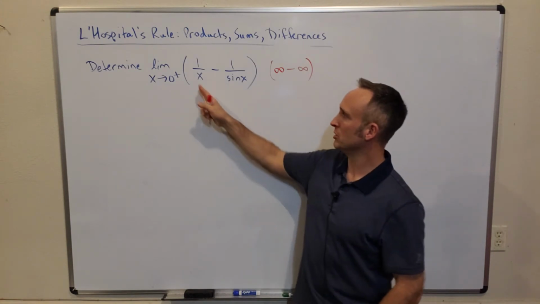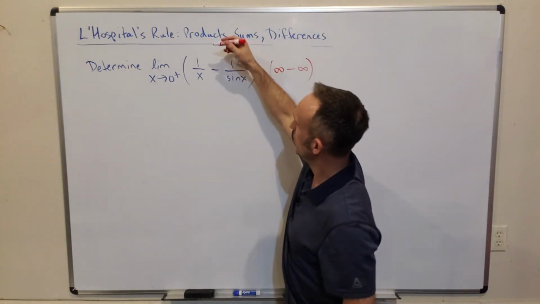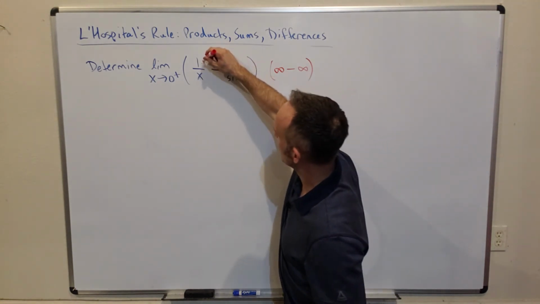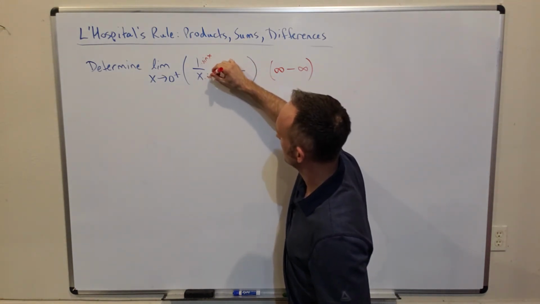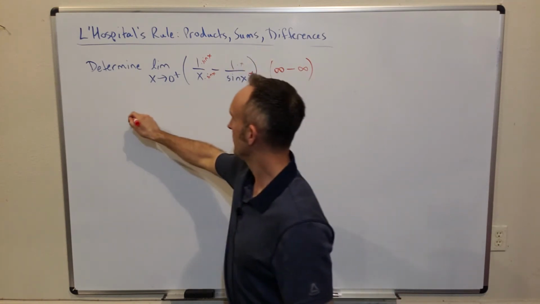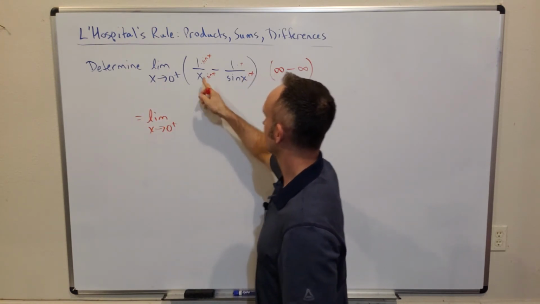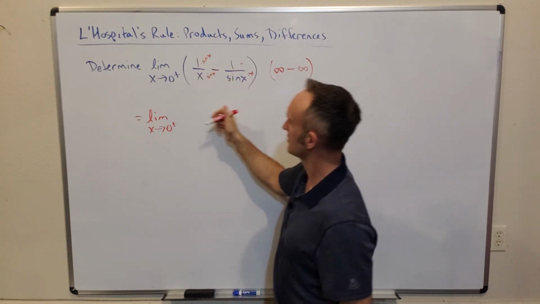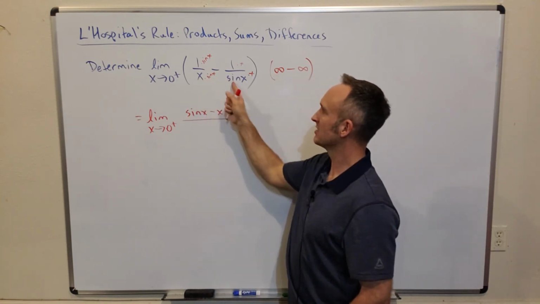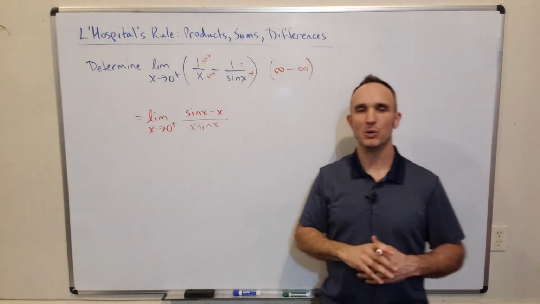So what we need to do to use L'Hopital's is put the two fractions together with a common denominator. So that's going to give us a single fraction, allowing us to apply L'Hopital's rule. So I'll multiply my first fraction on the top and the bottom by the sine of x, and my second fraction on the top and bottom by x. And so this gives me the limit as x approaches 0 from the right of sine x minus x on top over x sine x, which is my common denominator.